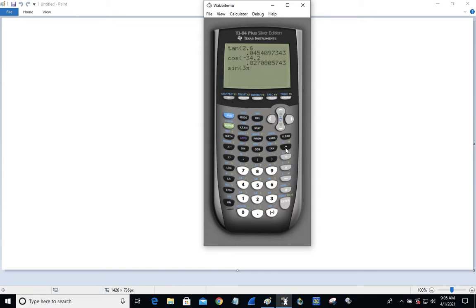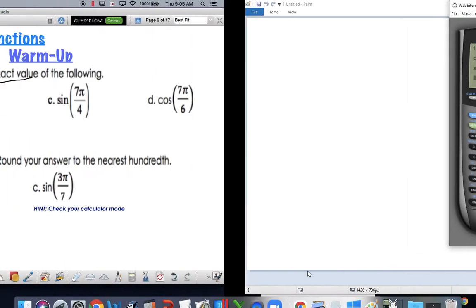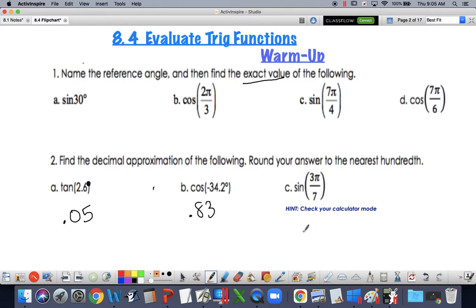So it's second caret to get pi, so 3 pi divided by 7, enter, and I get 0.974. So I'm going to have 0.97. So that's how you use your calculator and kind of go back and forth between radian and degree mode.